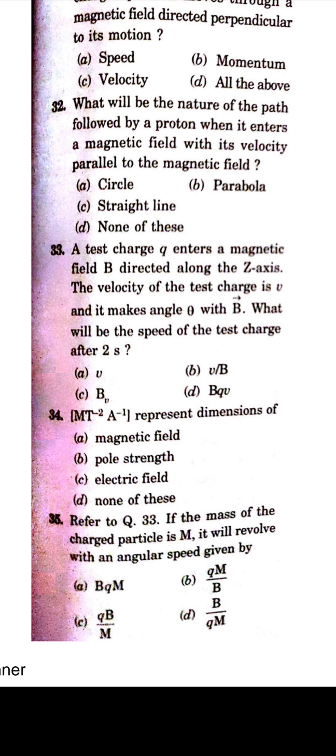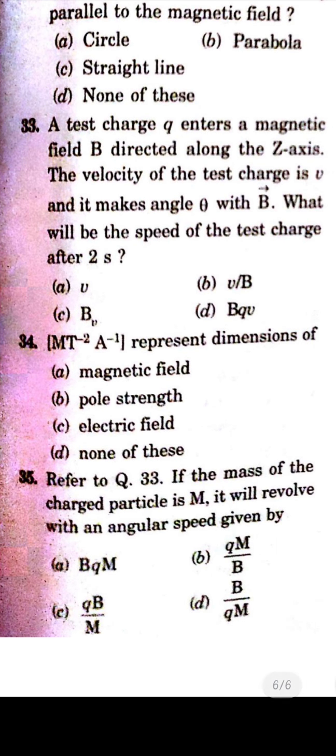Now if we take a charge q moving in the magnetic field B, then it will revolve with an angular velocity, right? So we know that force is equal to qvB sin theta. From there, equating with the centripetal force with mass m, what is the angular speed? L is equal to p cross r, that is the momentum along with the distance. So it will be qB upon m, which is option C1.